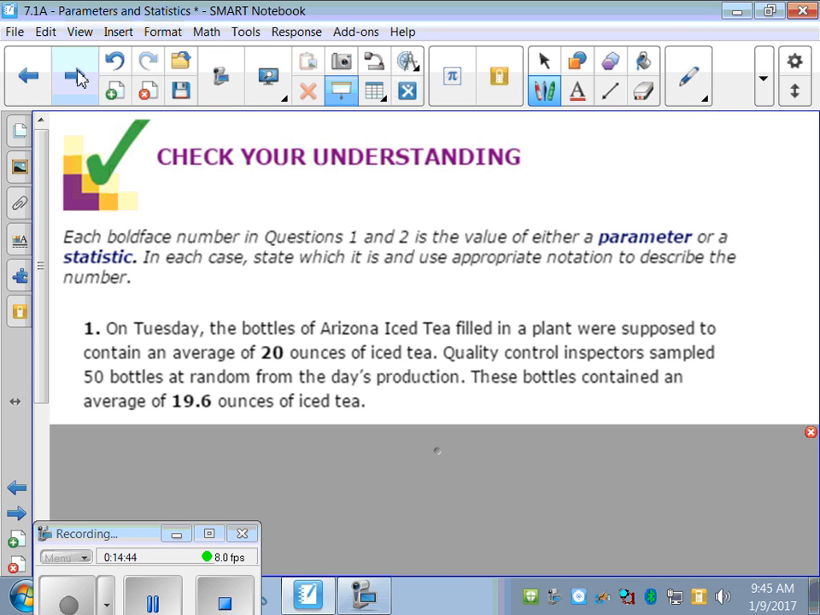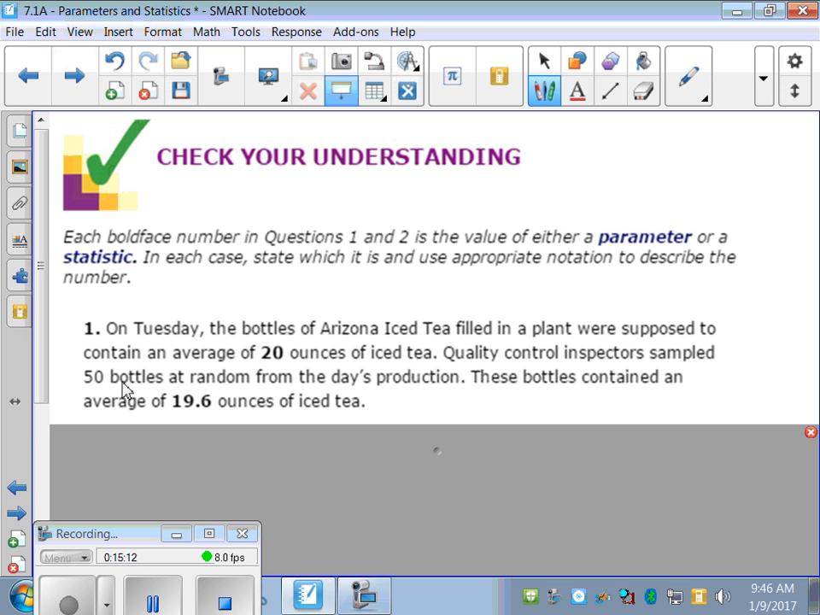All right. Each bold-faced number in questions 1 and 2 is the value of either a parameter or a statistic. In each case, state which it is. Parameters go with what, you guys? Population. Statistics go with what? Samples. Okay. So state which one it is and use appropriate notation to describe the number. In other words, an X bar, a mu, a P, or a P hat.